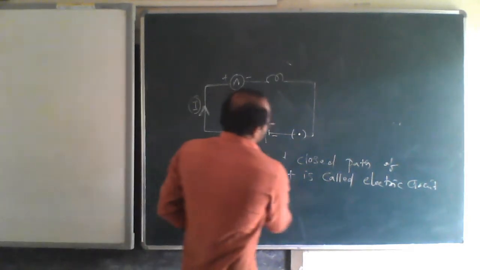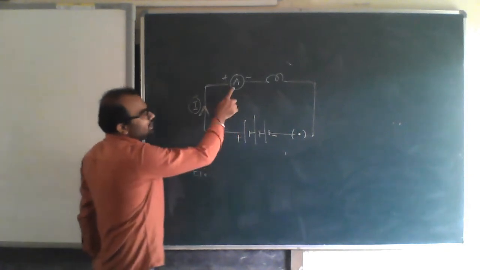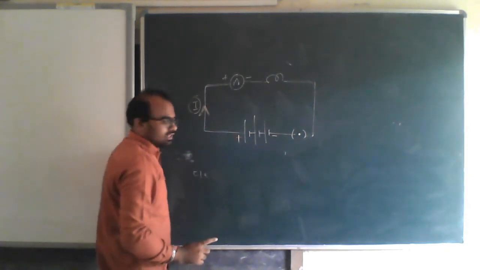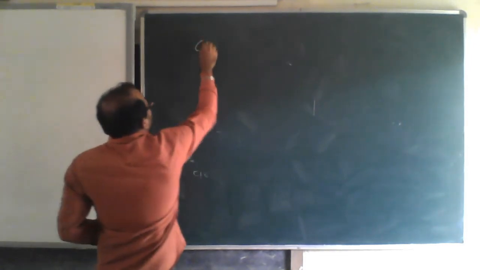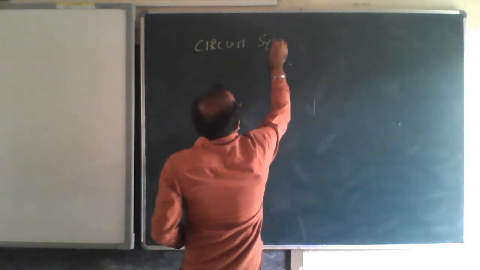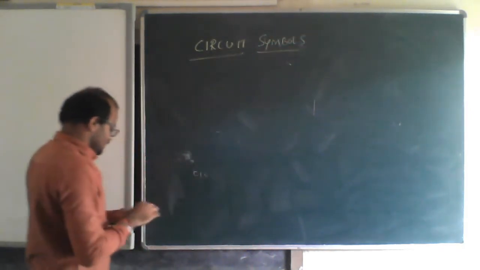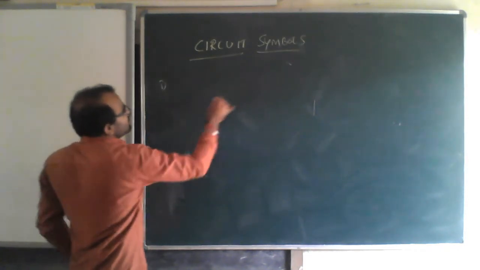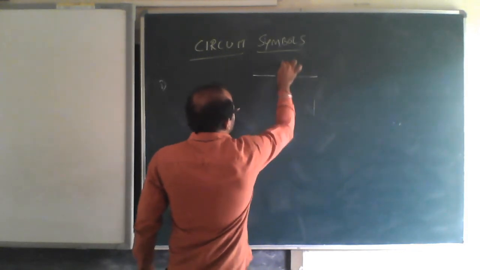Okay. So now in this diagram you are seeing battery, you are seeing ammeter, you are seeing bulb. So we learn about those circuit symbols now. So what we call them as circuit symbols. We learn how they are represented. So first circuit symbol. What is first circuit symbol? See, this is battery. This way we represent the battery.